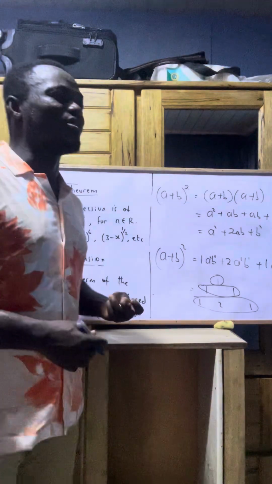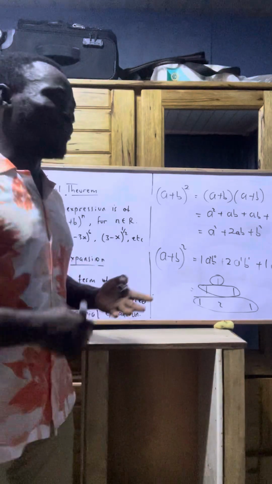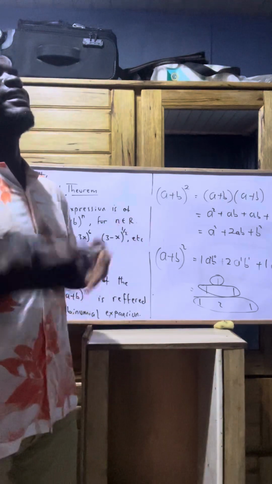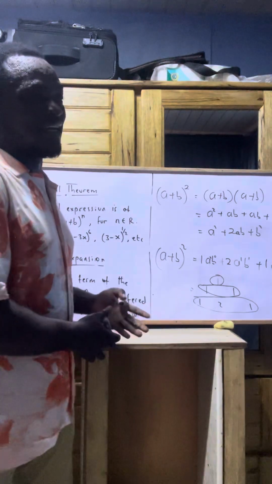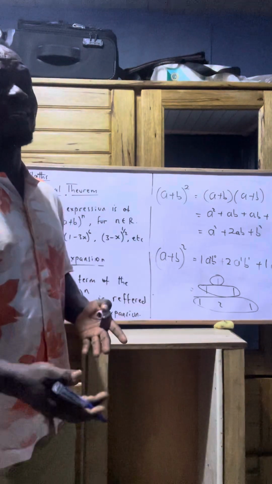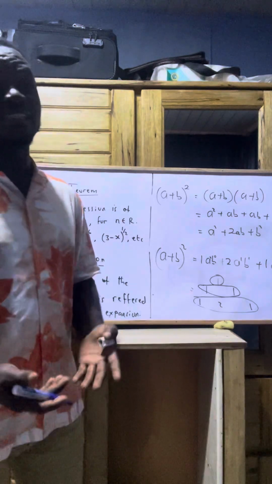We don't write it because, by the identity law, 1 is an identity element under the multiplication operation sign. So anything times 1 is the thing itself. So that's why we don't write it. It's not necessary to write it.